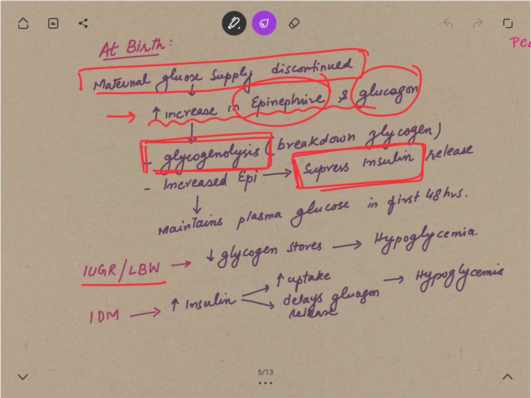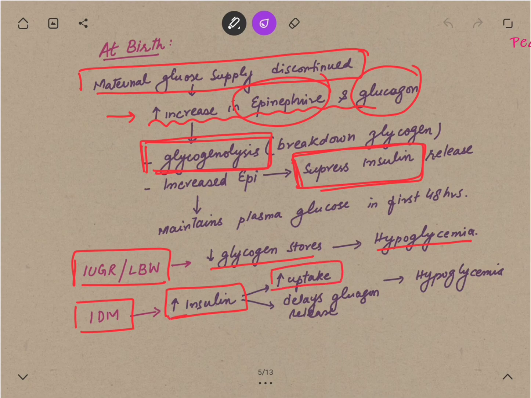In low birth weight babies, we know that there are decreased glycogen stores. That's why they are at risk of hypoglycemia. While in IDM, or infants of diabetic mothers, there is a hyperinsulinemic state. What this hyperinsulinemia does is, one, it increases the uptake of glucose, putting the child at risk of hypoglycemia. And at the same time, this increased insulin delays the release of glucagon, and this delay again puts the child at risk of hypoglycemia.